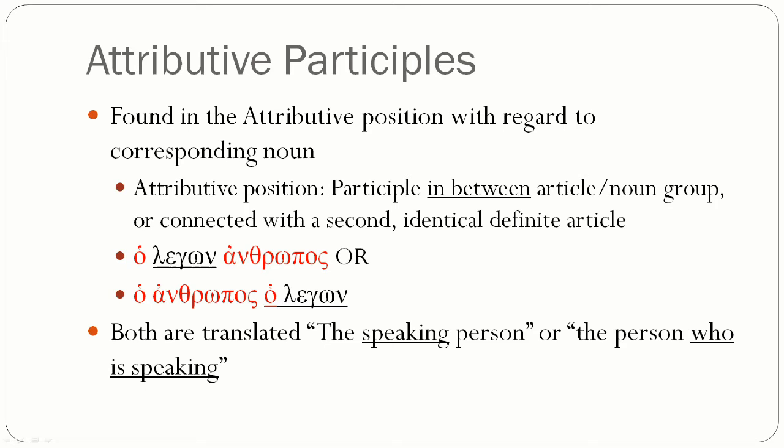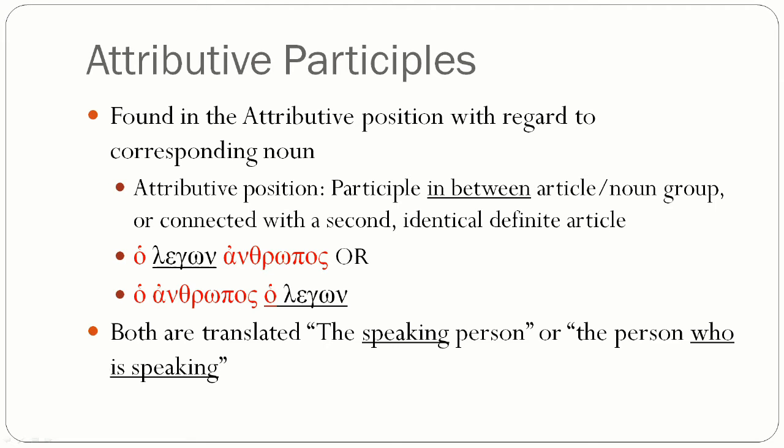Look at the first example below, the Greek example here. I've got the participle underlined, and you can see in that first example, ho legon anthropos. Notice that the participle, which is underlined, is in between the definite article ho and that noun anthropos. So this is an example of the attributive position. Therefore, this is an attributive participle.